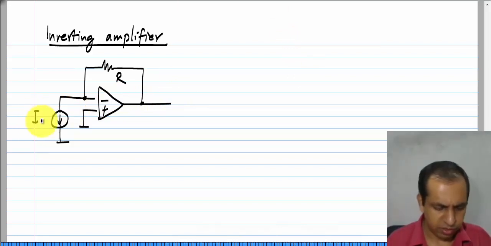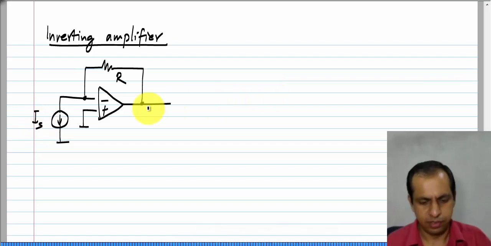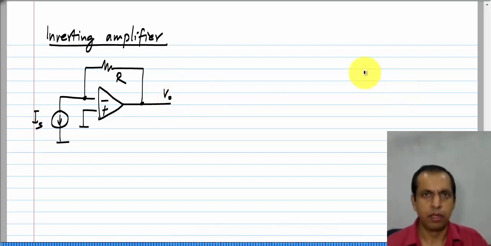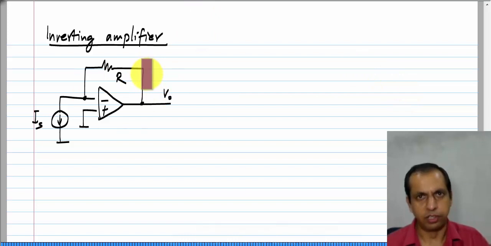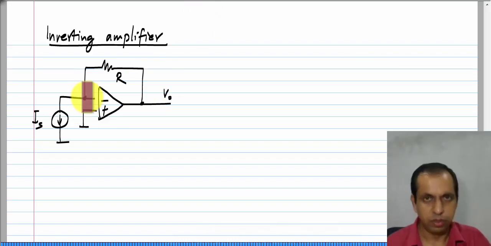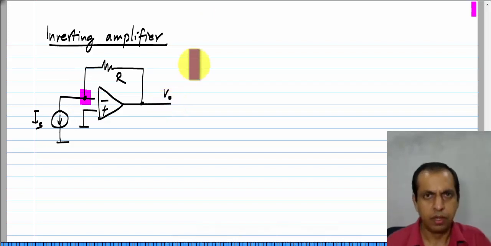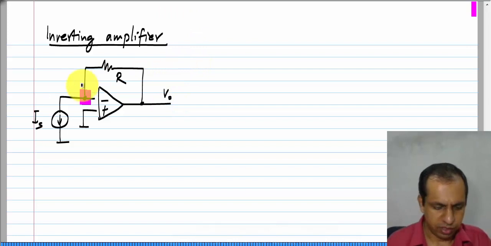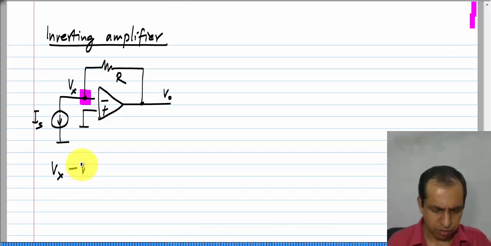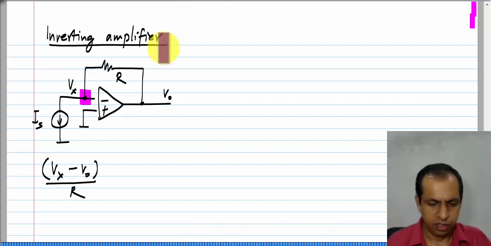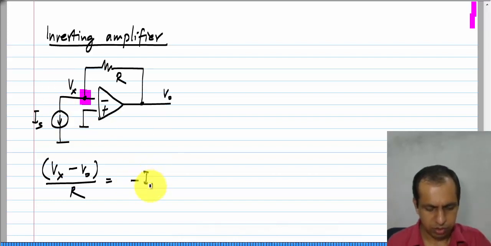So, let us say this current is I s and this voltage is V naught. Then the analysis of this circuit is very easy. Really there are only two nodes. So, at this node, if I write the Kirchhoff's current law equation, let me call this node voltage V x, V x minus V o divided by R, which is the current leaving this node through resistors, equals the current being injected into this node, which is minus I s.